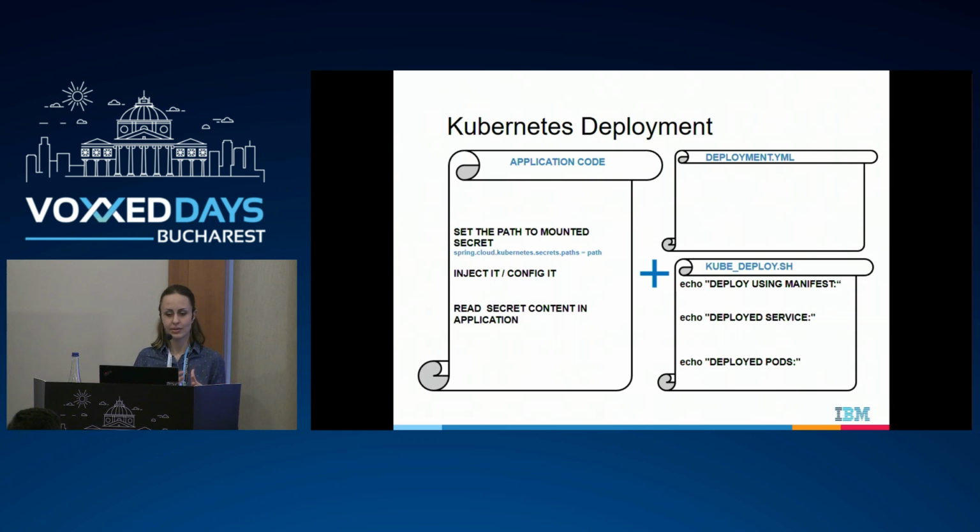But inside my Spring Boot application, I really wanted to make sure that I'm seeing the secret. Then I simply inject it or configure it, depending on how you're using the configuration in Spring Boot. I just inject it with that value, and I specified that path there. Then reading the secret is easy. You're just doing a file read from the path we specified. So this is pretty much it for reading the secret.